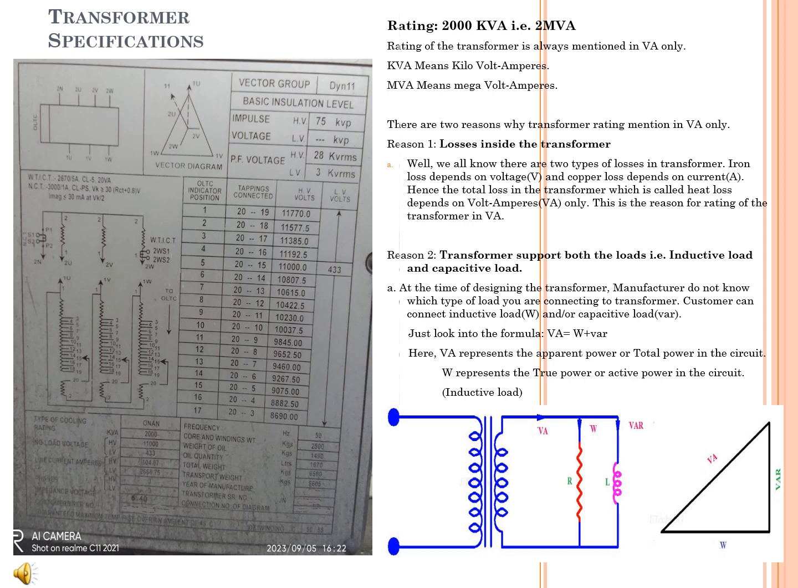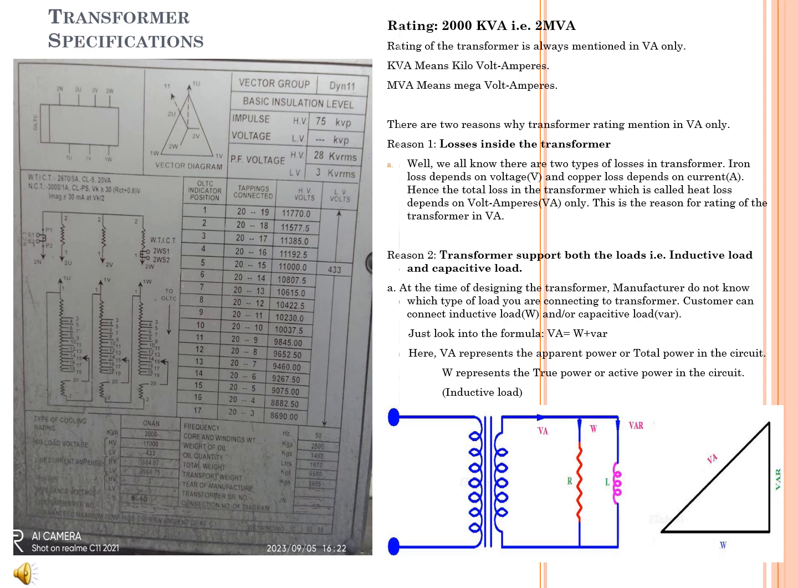Here in the specification, the rating of the transformer is 2 MVA, that is 2000 kVA. The rating of the transformer is always mentioned in VA only. There are two reasons why the rating of the transformer is mentioned in VA only. Reason number 1, losses inside the transformer. Reason number 2, the transformer supports both loads, that is inductive as well as capacitive. We will go into the detail of each reason.